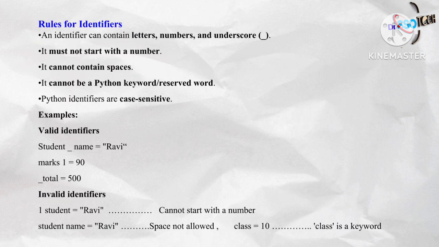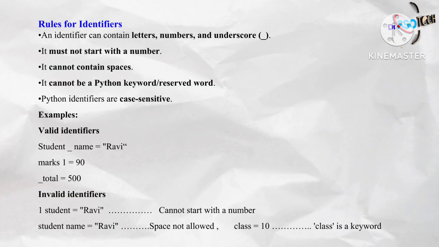Let us see the rules for identifiers. 1. An identifier can contain letters, numbers, and underscore. 2. It must not start with a number. 3. It cannot contain spaces. 4. It cannot be a Python keyword or reserved word. 5. Python identifiers are case sensitive.